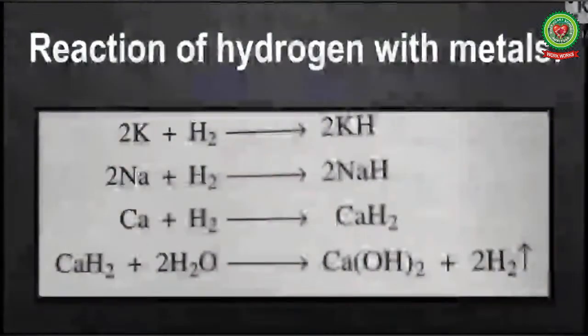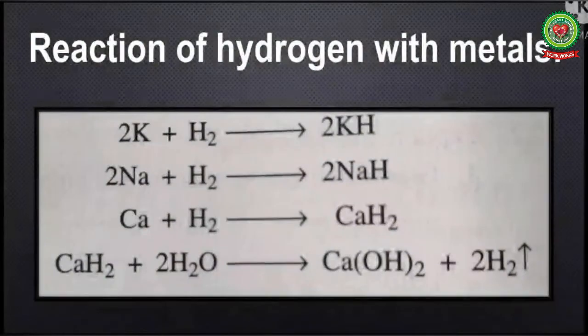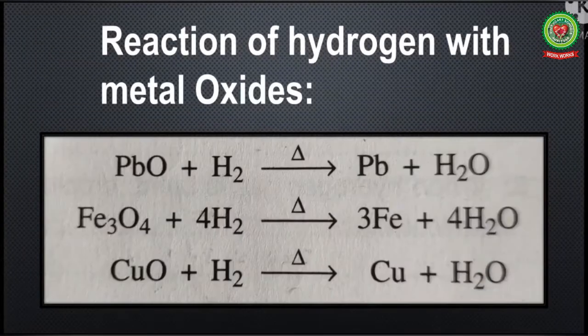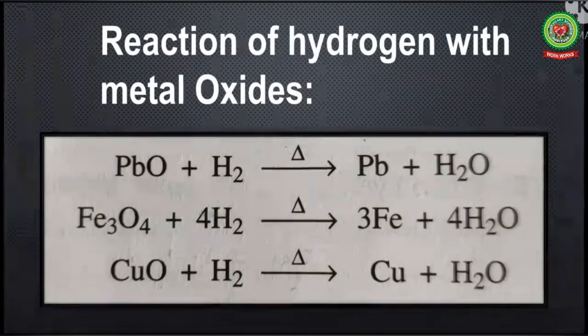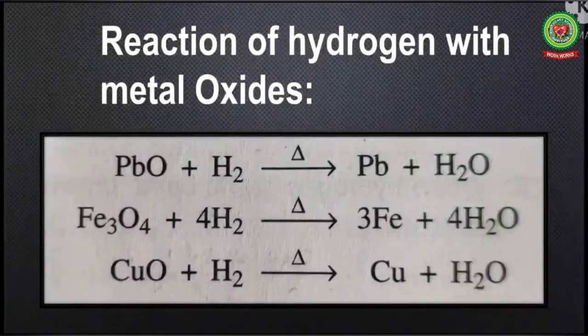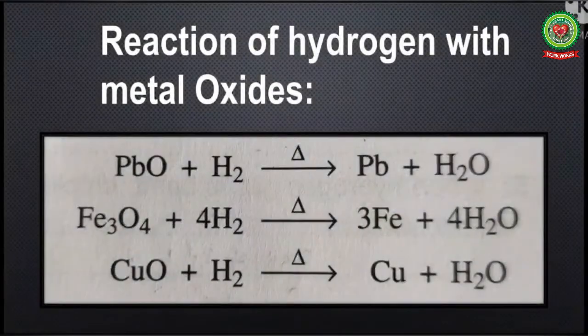Reaction of hydrogen with metals. Hydrogen reacts with alkali metals to produce metallic hydrides. The hydrides thus formed further react with water to form hydrogen gas. Reaction of hydrogen with metal oxides. Hydrogen acts as a strong reducing agent when the gas is passed over heated oxides of metals like lead, iron and copper. The metallic oxides are reduced to their respective metals.